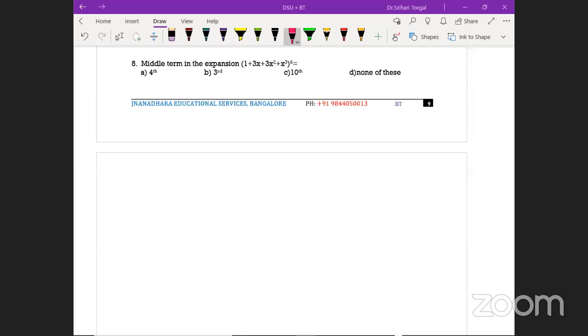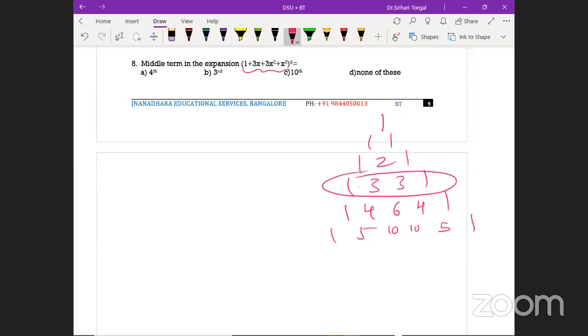Okay. So for that, see here, I told you already: 1, 1, 1, 1, 2, 1, 1, 3, 3, 1, 1, 4, 6, 4, 1, 1, 5, 10, 10, 5, 1. See here, like this. And you can see this pattern here inside: 1, 3, 3, 1. So because of that reason, whatever term is there inside, I can write it as 1 plus x whole cube. And whole power 6, what is there? We have 6. So 1 plus x, I can write this as whole power 18.